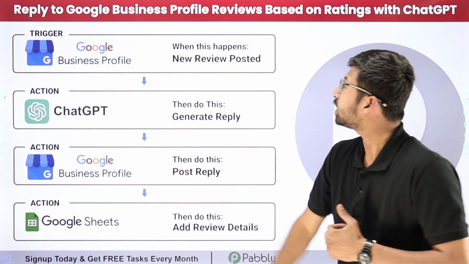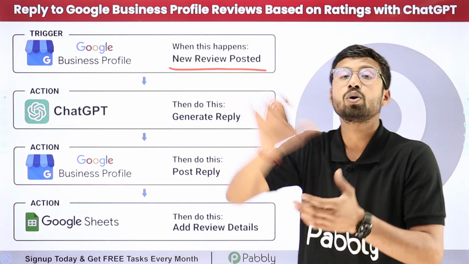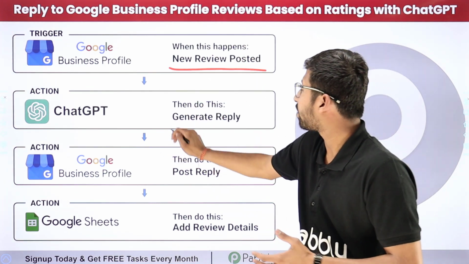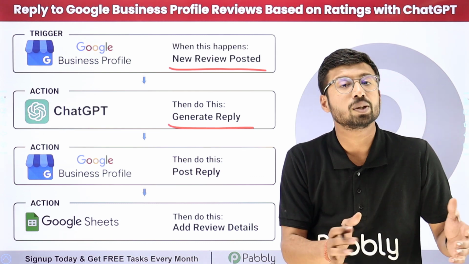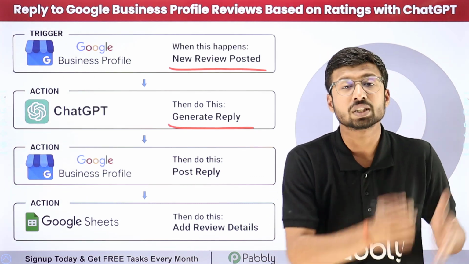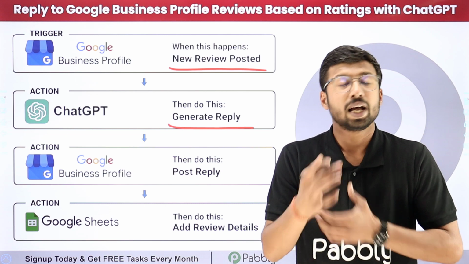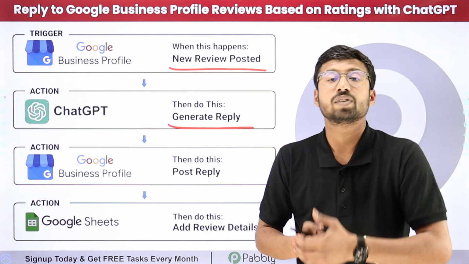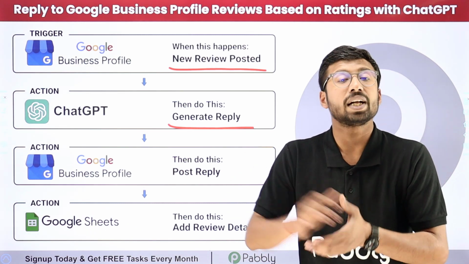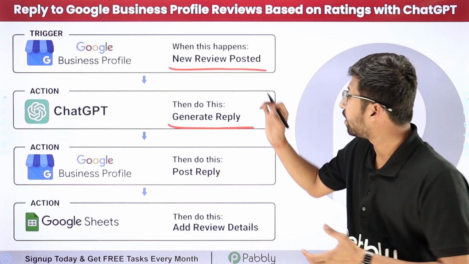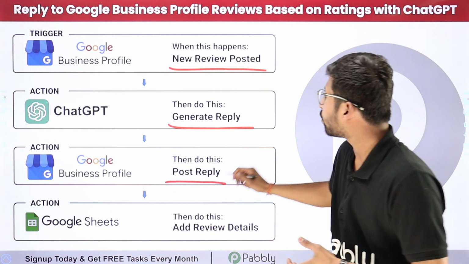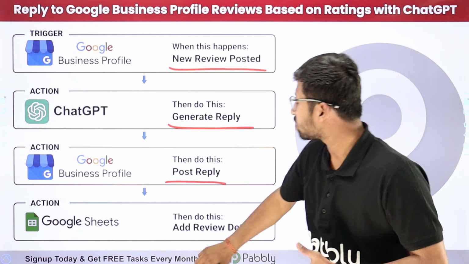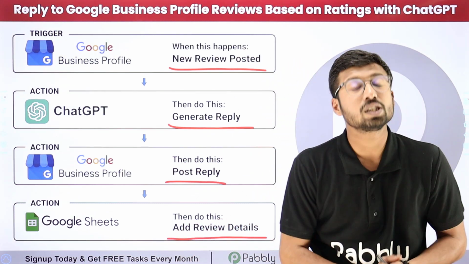In this automation, as we receive a new review on our Google Business Profile, as a new review is posted, automatically we are going to send that review to ChatGPT, and using ChatGPT or any other AI platform of your choice, you can generate a reply for the review. That reply will be based on the star rating which the user is giving, and also, if they are adding a comment, on the basis of that comment as well. After generating the reply, using the same automation, we are going to post the reply given by ChatGPT, and at last, we are going to add all of these details of the review and reply in our Google spreadsheet.